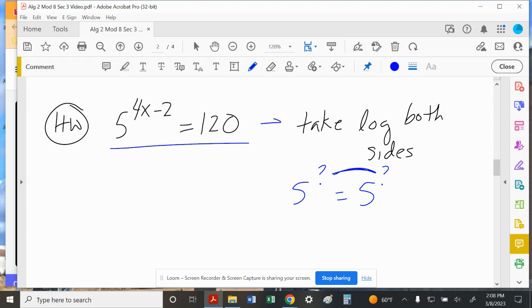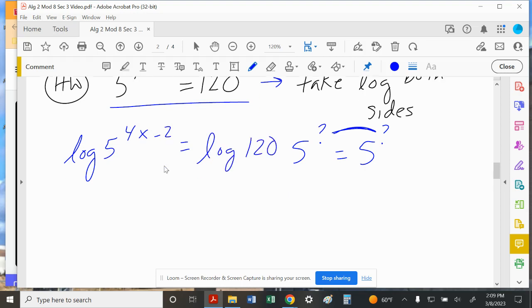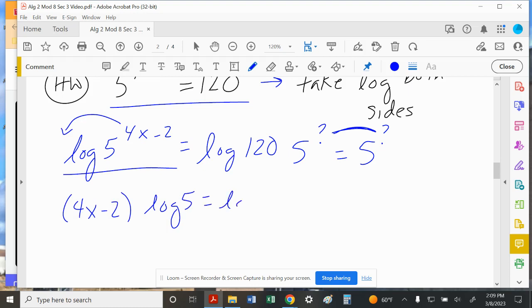So here's what I have to do. I have to take the log of both sides. So what I would do is take the log of 5 to the 4x minus 2, and that equals the log of 120, which I believe we just did above. And then remember that there's a rule here that says this power comes in front. So I have 4x minus 2 times the log 5 equals the log of 120.